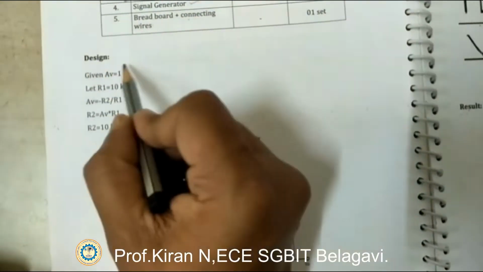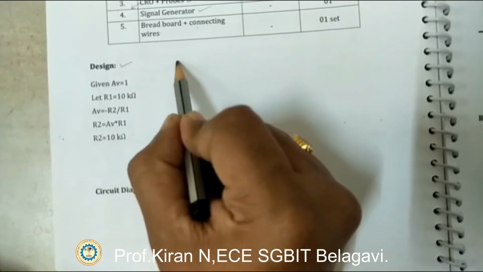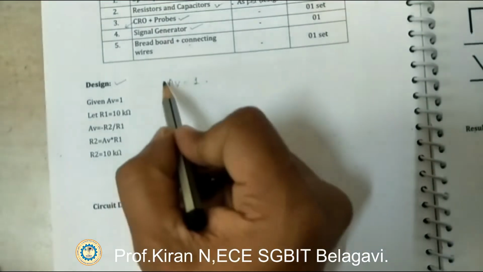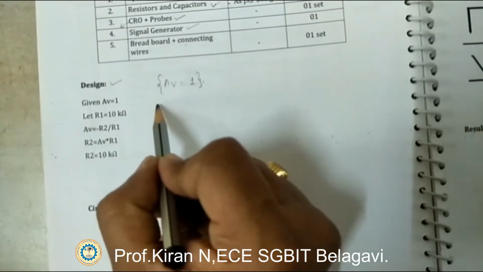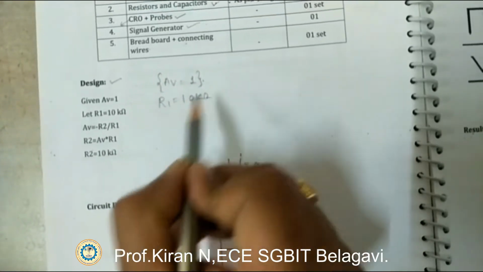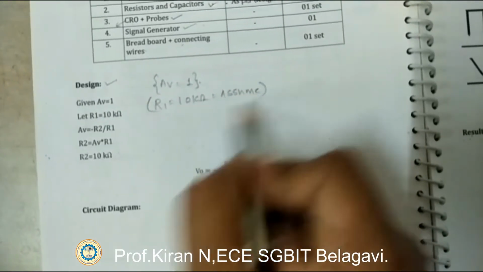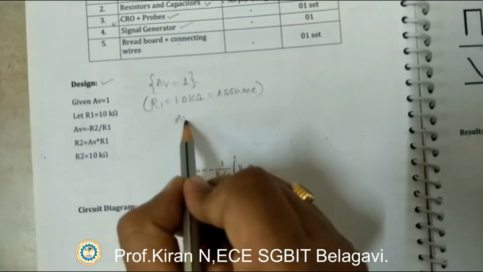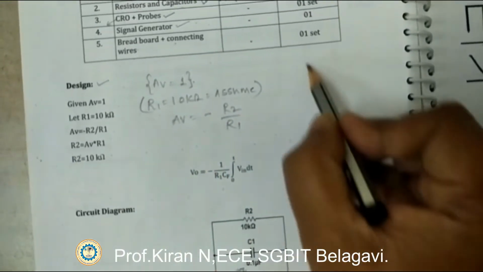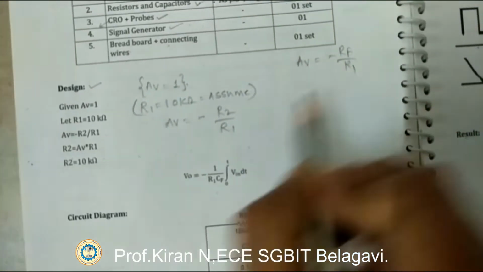So let us start with the design part. Basically we are going to design an integrator circuit here for a gain equal to 1. The gain given here is 1 and the value of R1 given is 10k. So let us assume the value of R1 as 10k. With this we have a formula, that is AV is equal to minus R2 divided by R1. This also can be written as AV is equal to minus RF divided by R1.